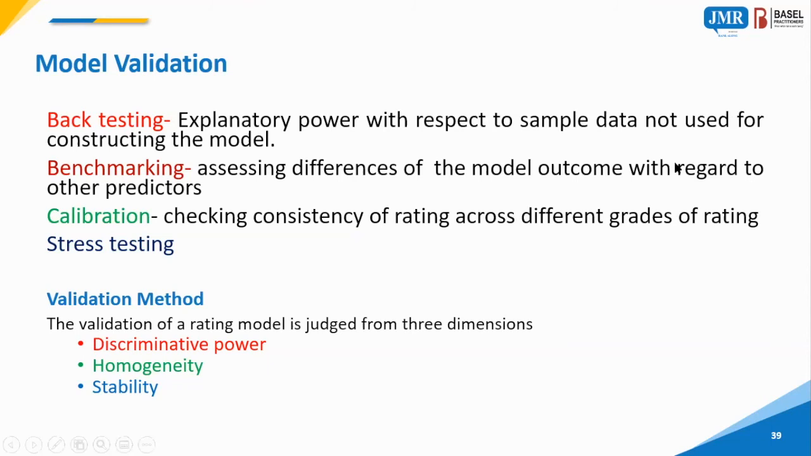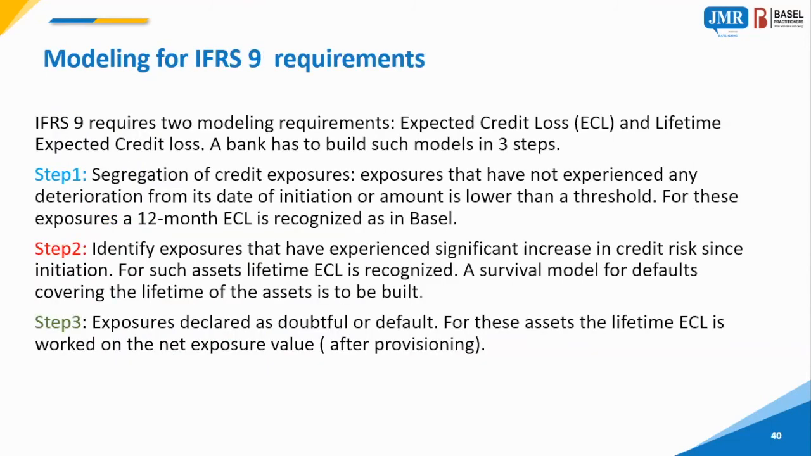Okay, next, please. Now let us look at the model for IFRS 9. IFRS 9 requires two model requirements: expected credit loss and lifetime expected credit loss. A bank has to build such models in 3 steps. Step 1 should be segregation of credit exposures. That means exposures that have not experienced any deterioration from the date of initiation, or where the amount is lower than a threshold. For these exposures, a 12-month ECL is recognized.